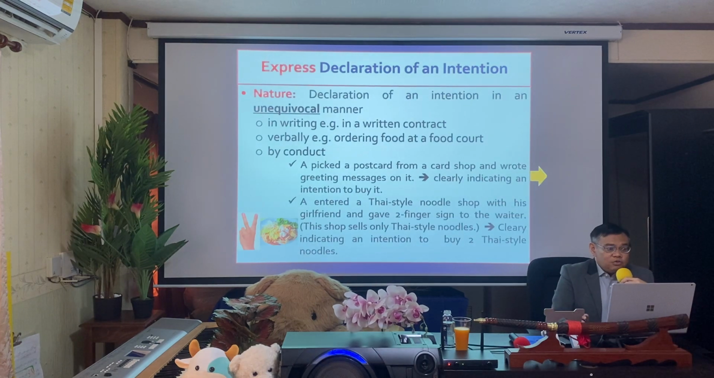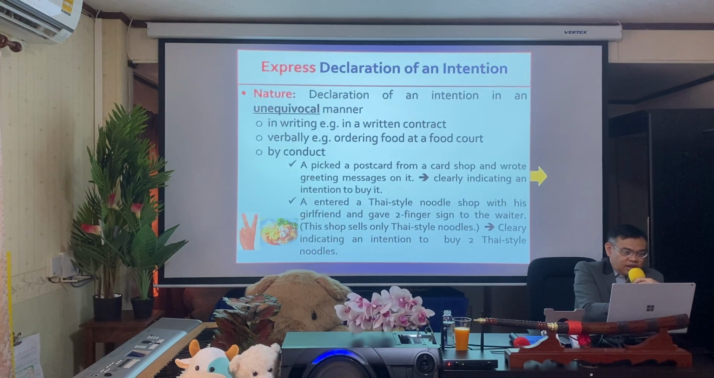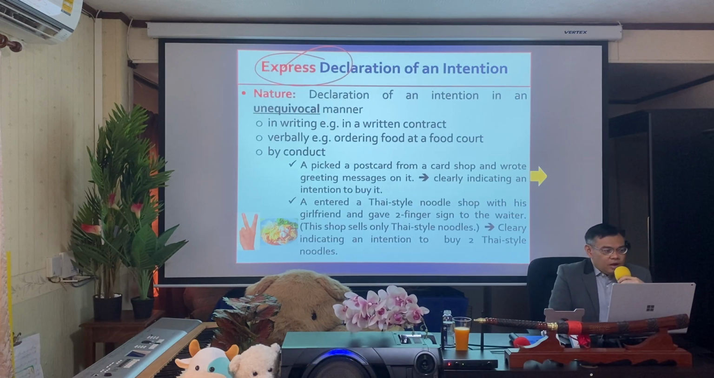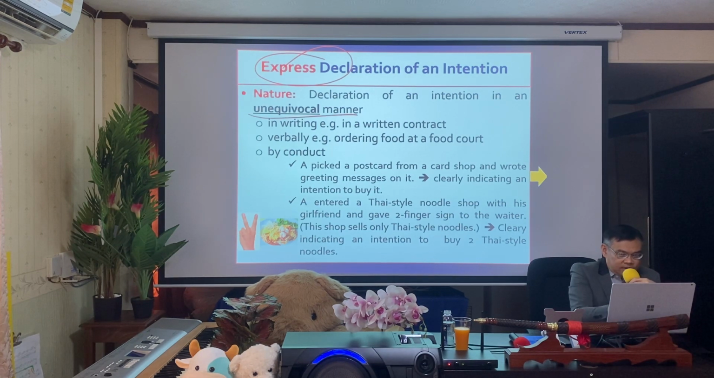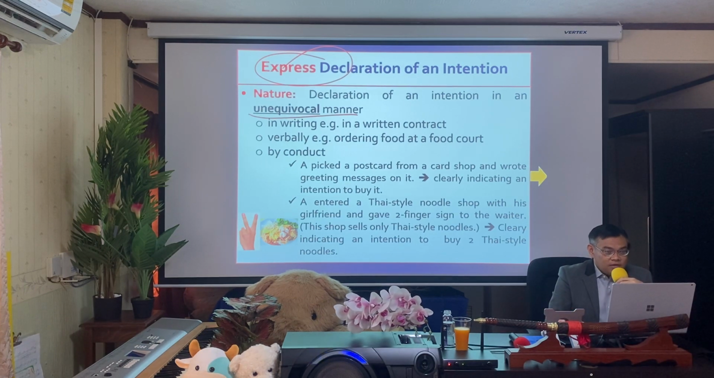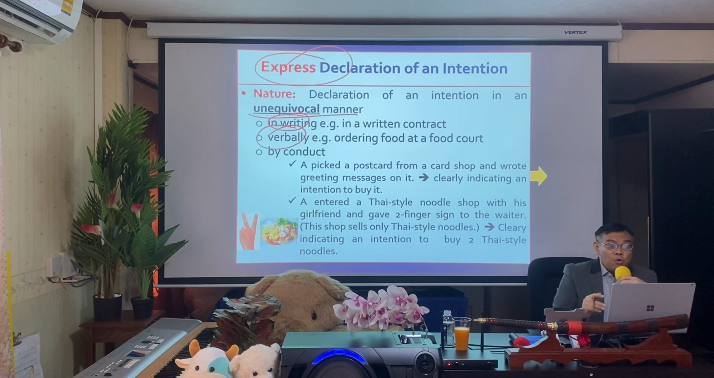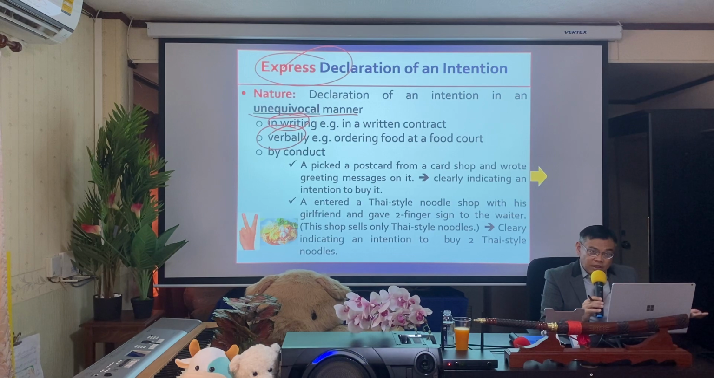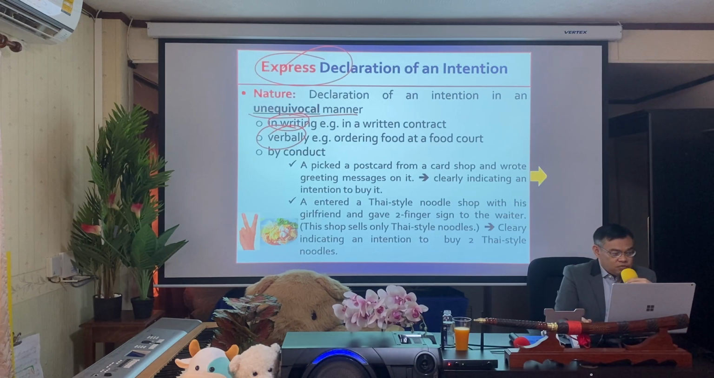Now we are going to have a look at the express declaration of intention. The express declaration of intention means a declaration of intention in an unequivocal manner. An unequivocal manner just means a very clear manner. You may declare your intention in writing, or verbally. If the law does not require you to do it in writing, you are free to just declare your intention verbally. Or sometimes you can declare your intention even by conduct.